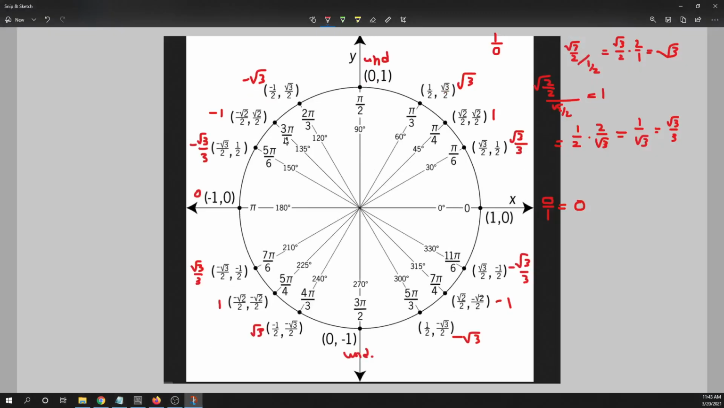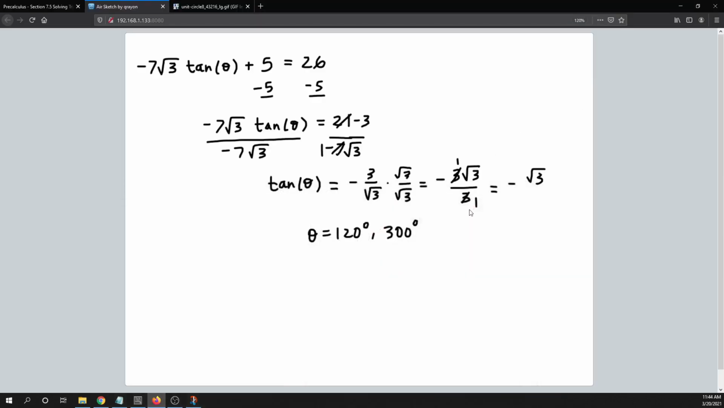Then continuing to walk around the unit circle, looking for minus square root 3, you can see there is a value right here, and that is going to be 300 degrees on that one. And that's it from 0 to 360. So my two answers here are 120 degrees and 300 degrees.